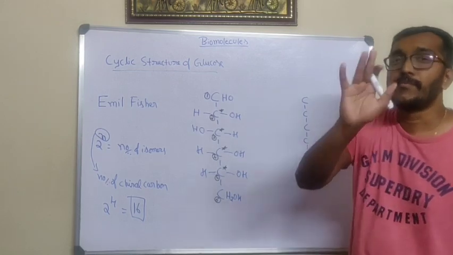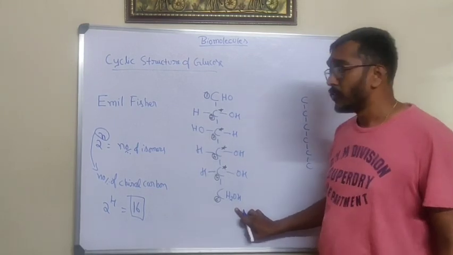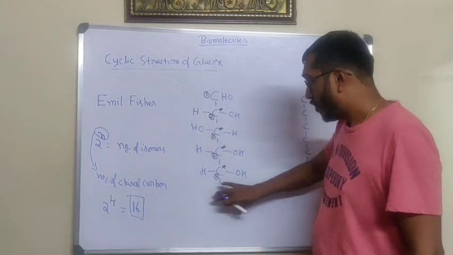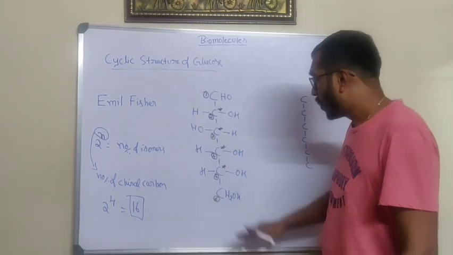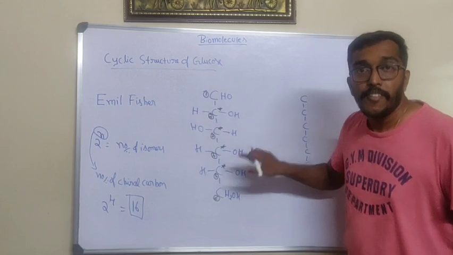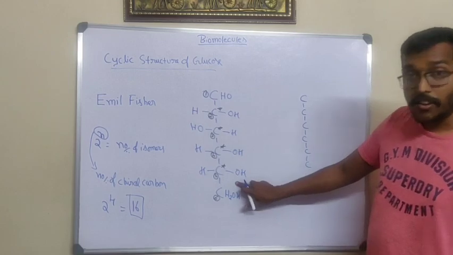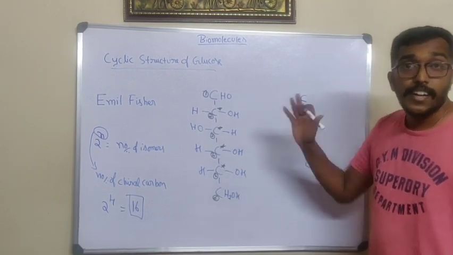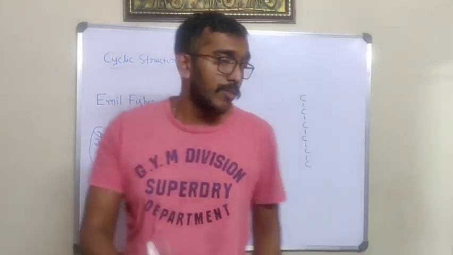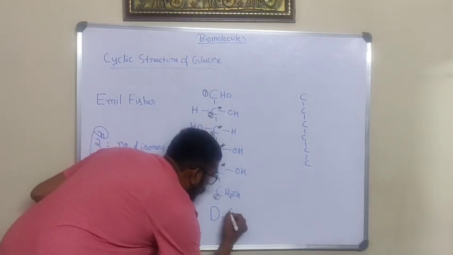Again, I am explaining very clearly. Aldehyde and the CH2OH alcohol group. The alcohol group has a much lower priority compared to the aldehyde group. So to write D sugar or L sugar, we concentrate on the less priority group. If you check the next carbon atom, you need to check whether the OH group is on the right hand side or the left hand side. It is on the right hand side, so it is a D sugar. This is glucose. So this structure is called D-glucose.